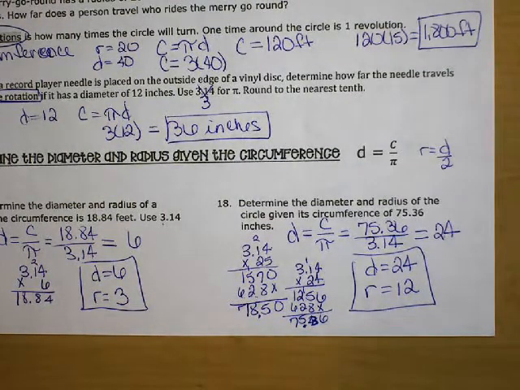Do you have any questions about determining the circumference using the radius and the diameter, the difference between the radius and diameter and how to find the two, or how to find the diameter when given the circumference?